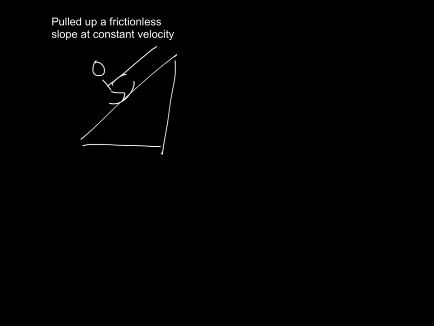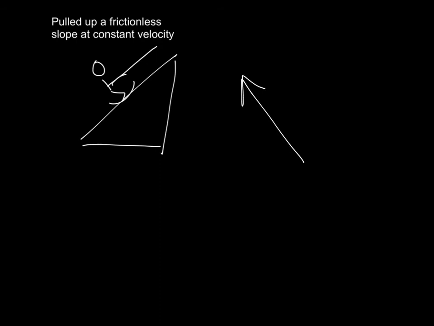Okay, here's another ramp problem. This person's being pulled up a frictionless slope at a constant velocity by this. So the person's in contact with the slope. The slope's not providing any friction, but it is providing a normal force up. This rope is providing tension that way, and of course there's gravitational force straight down. So the diagram would look like this.